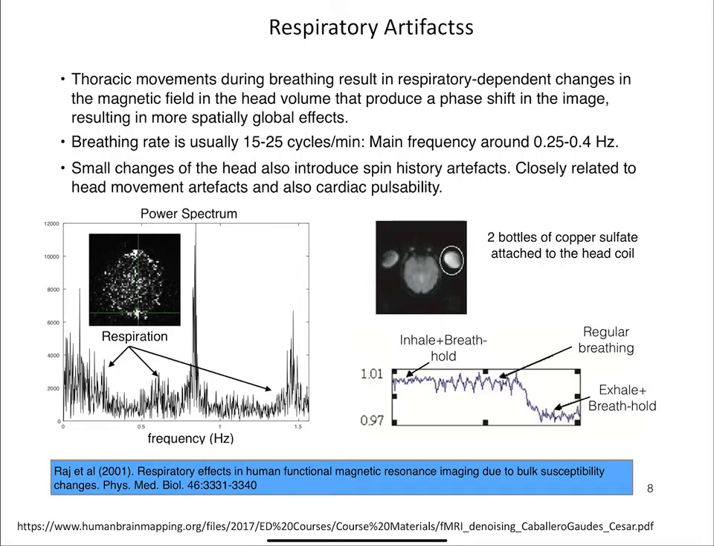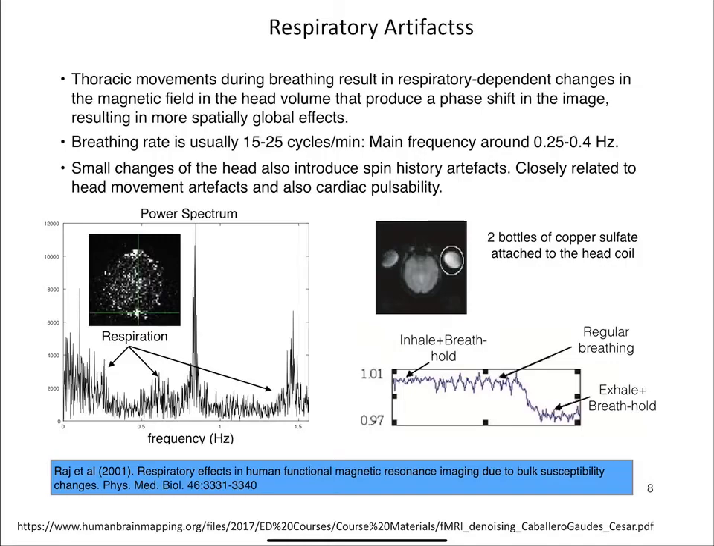Respiration also has a lot of effects, and that is due to the fact that when you breathe, the amount of air in your lungs changes, and that changes the magnetic field all around your body. And that change in the magnetic field can lead to changes in the fMRI signal.